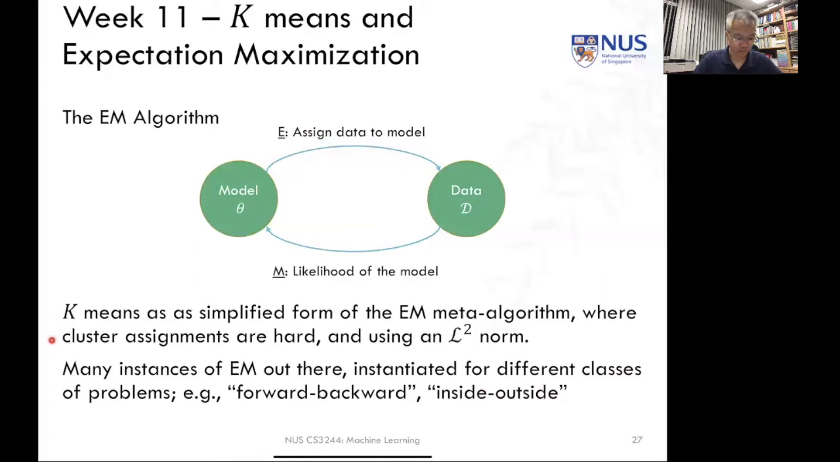points. We'll finally note that there are many instances of EM out there that you'll find in the literature in machine learning, including forward-backward and inside-outside, two algorithms that are very common to see for structured data, like natural language, as well as vision problems.